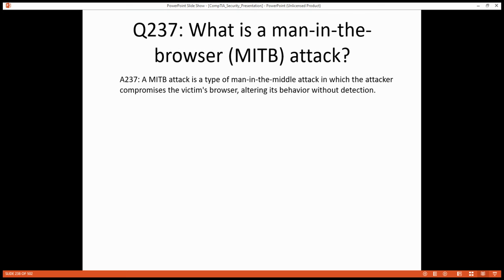Q237. What is a man in the browser (MITB) attack? A 237. A MITB attack is a type of man-in-the-middle attack in which the attacker compromises the victim's browser, altering its behavior without detection.